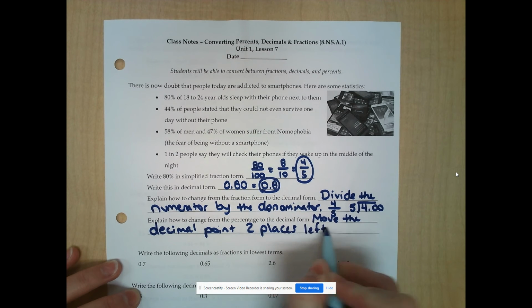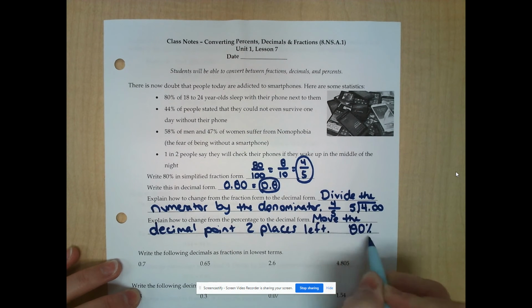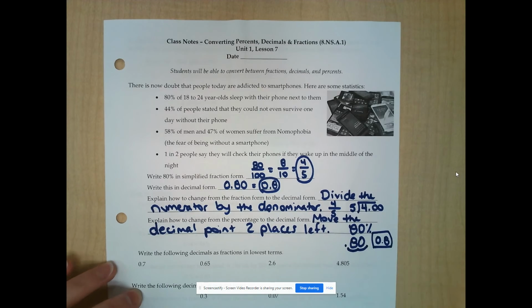And we'll look at that. If we did 80% and we took the decimal point at the end of 80 and just moved it 2 places left, we would end up with 0.8 or 0.80.